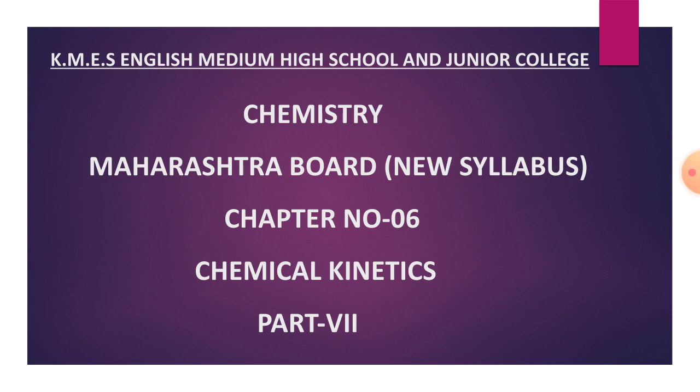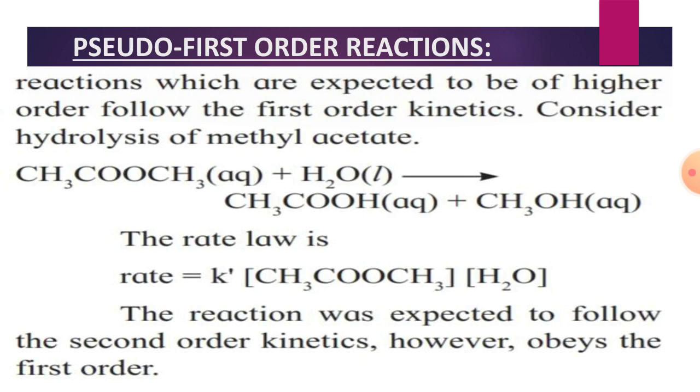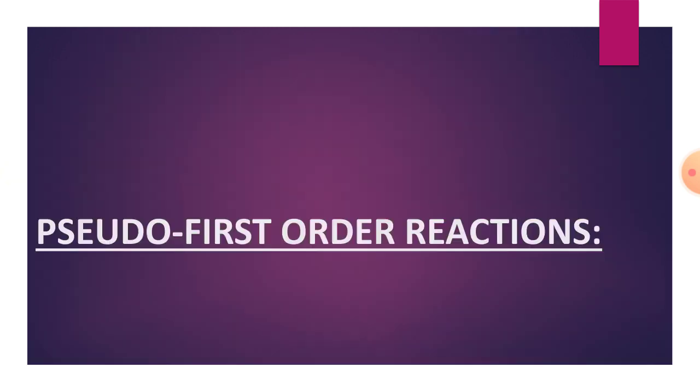So, welcome, students, to today's lecture of chemistry, chapter number 6, Chemical Kinetics, part 7. In the previous lecture, we completed the graphical representation of first order reaction and zero order reaction. Today, we are moving forward to the further portion of the chapter. So, let's start with the pseudo first order reaction.